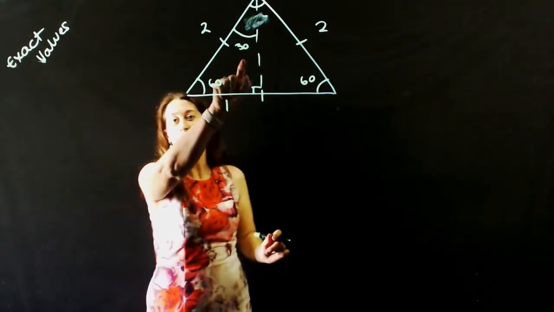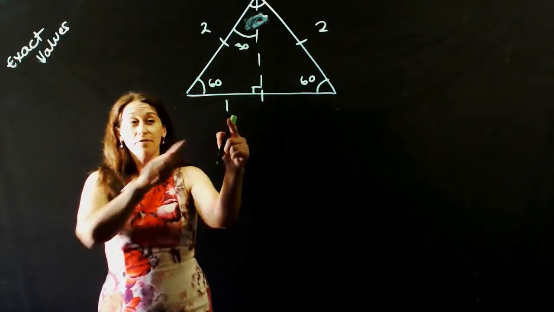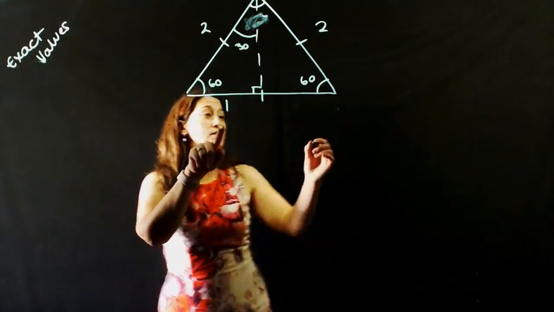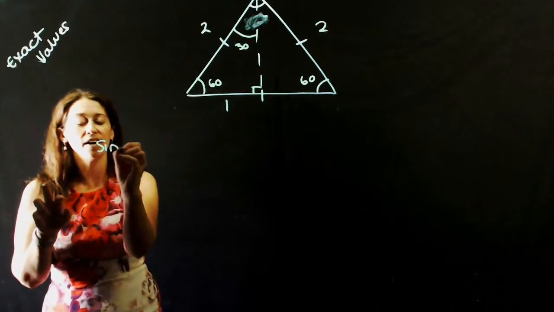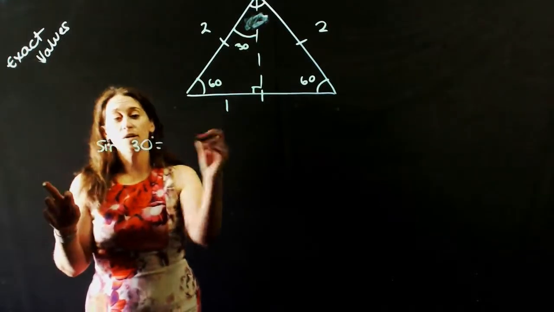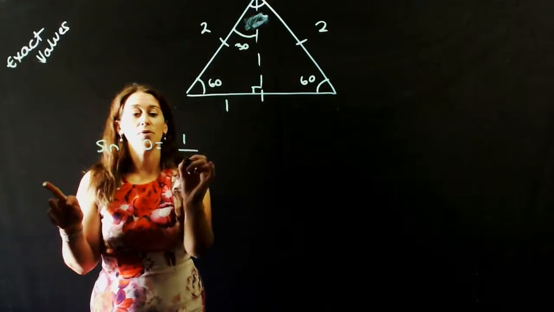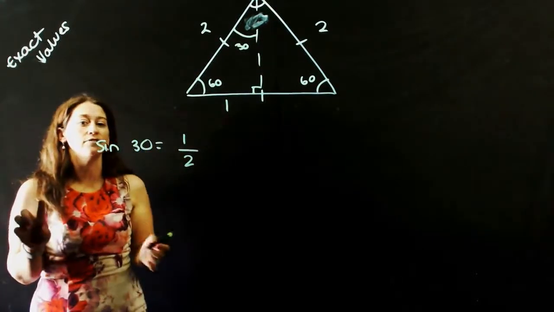Let's go with 30 degrees first. So that defines this as the opposite side. So when we do sine 30, let's write sine 30 here. Sine 30 is the opposite, 1, over the hypotenuse, 2. Sine 30's exact value is a half.